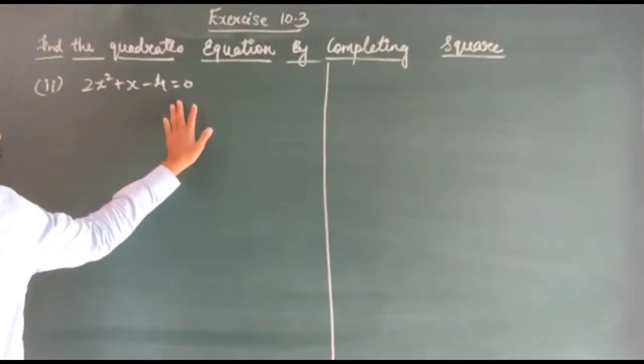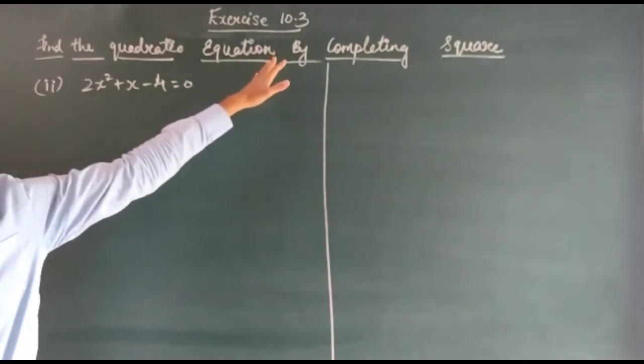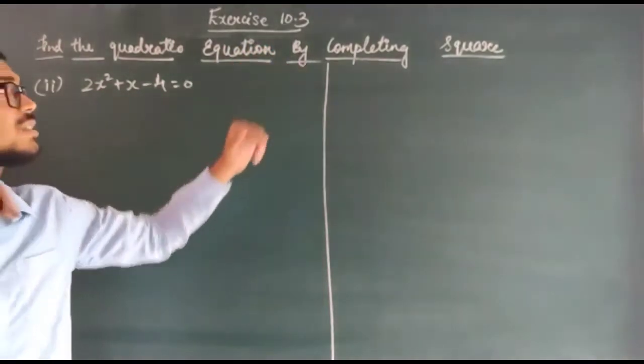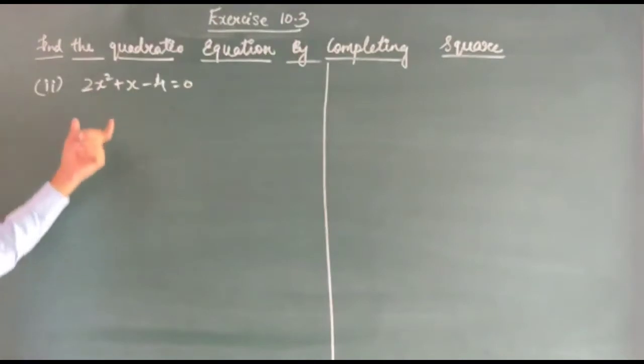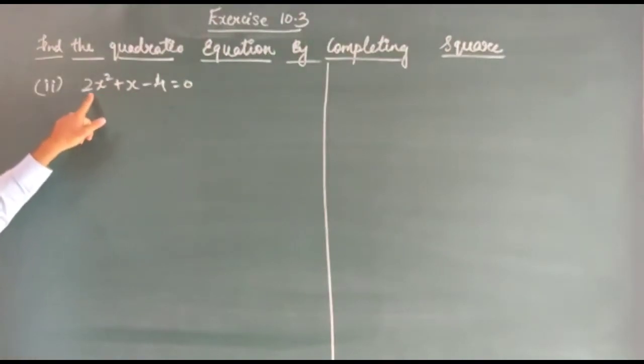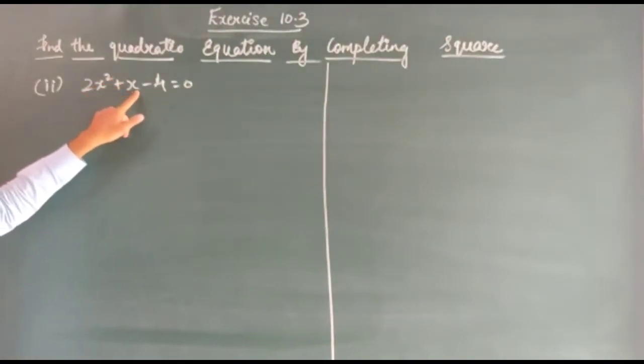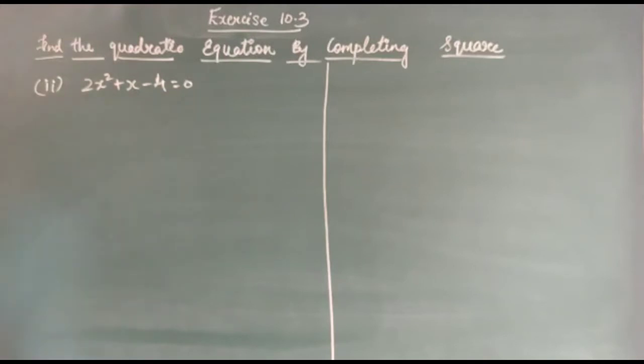Solve problem number 2 of exercise 10.3 of the chapter Quadratic Equations, that is, by completing the square. Now I will read out the problem first. The question is 2x² + x − 4 = 0.